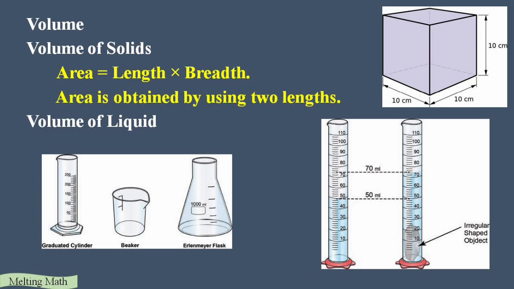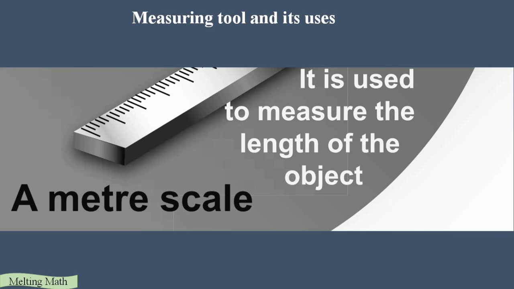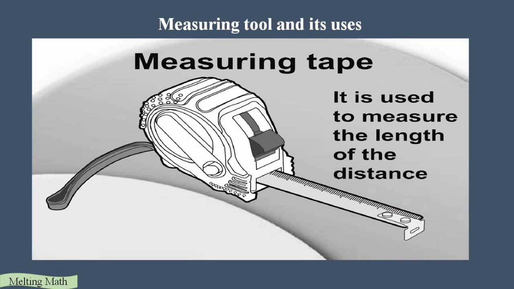Next, we are going to see the measuring tools and their uses. First one is a meter scale. It's used to measure the length of an object. In the beginning, we saw that measurement of length. We are using this measuring scale to measure the length of any object. Next one is a measuring tape. We use this measuring tape for building a door or window, etc. It's used to measure the length of a distance.